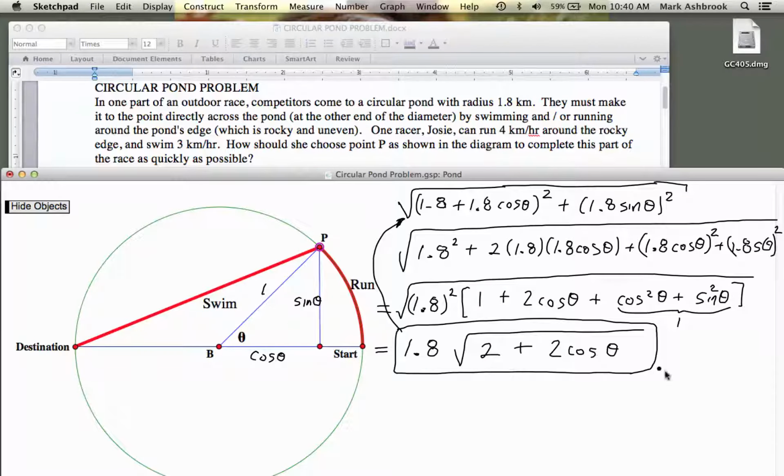And this is what I used in that time function. Okay, the next thing I need to do is show you how I solved that, the derivative equal to 0 for theta to get those critical values. So I'm going to erase here.